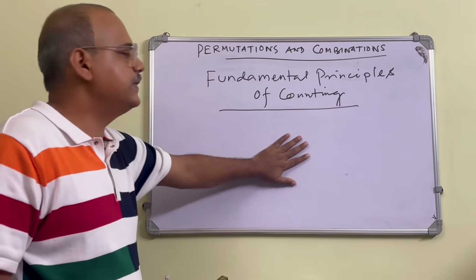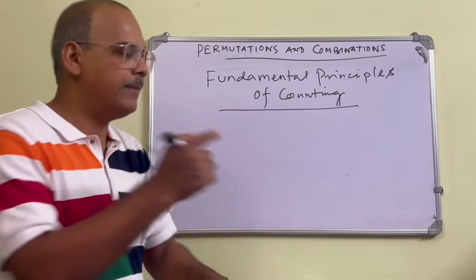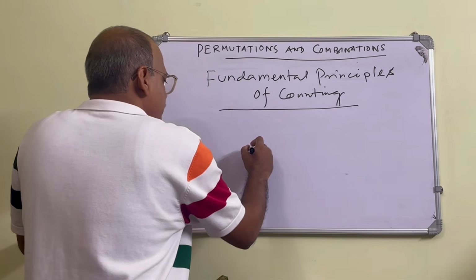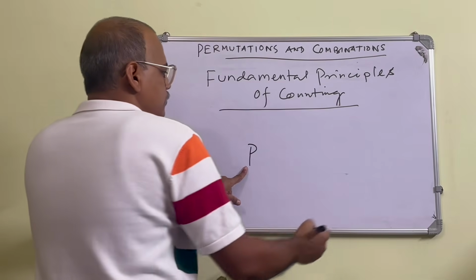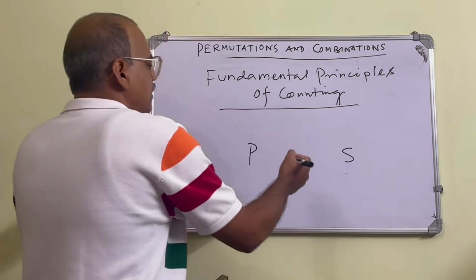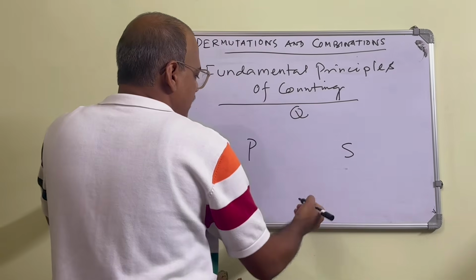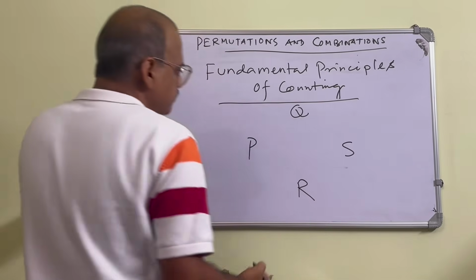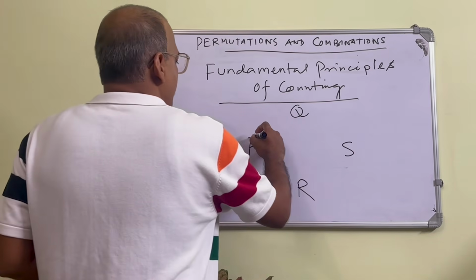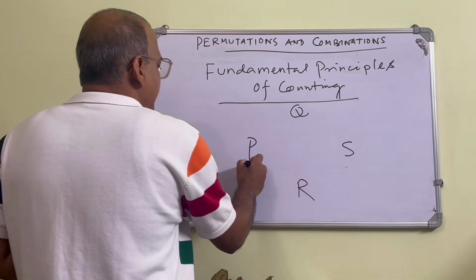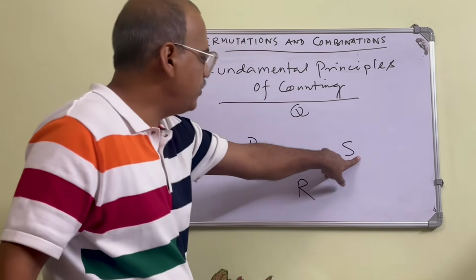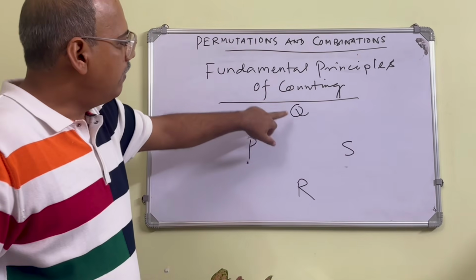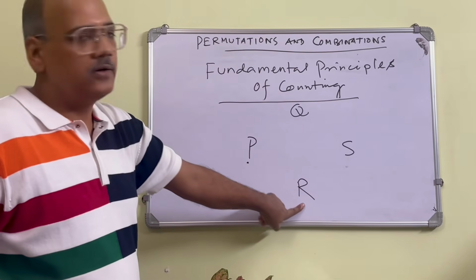Let's understand these fundamental principles of counting through a different example. Let's begin. I'm traveling from Patna to Singapore via Qatar or Rome. So this is my initial point, and this is my termination point. I'm traveling from Patna to Singapore via Qatar or Rome.